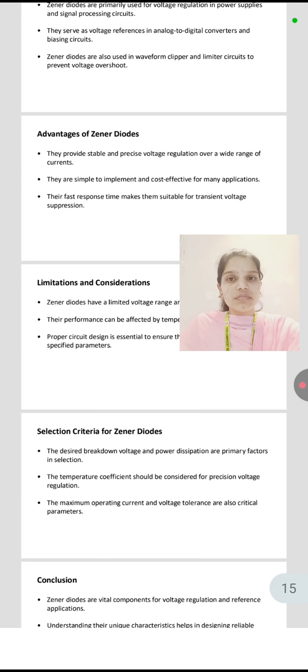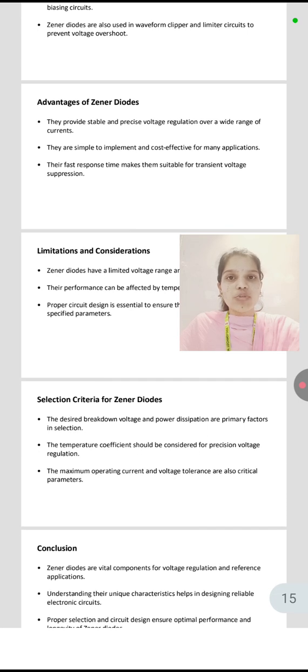And what are the advantages of Zener diode? Now we will discuss advantages of Zener diode. They provide stable and precise voltage regulation over a wide range of currents. They are simple to implement and cost efficient for many applications. Their fast response time makes them suitable for transient voltage suppression.